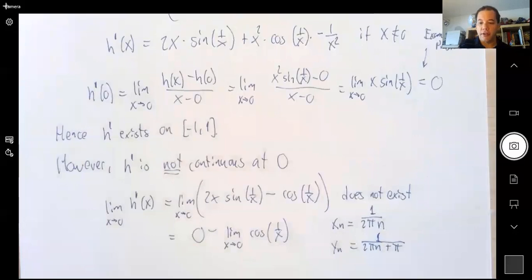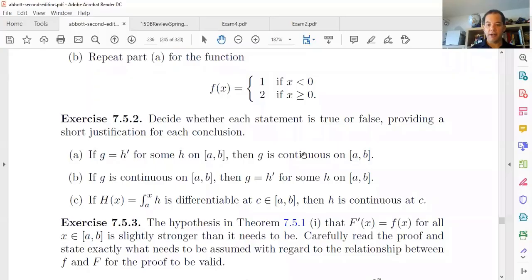So derivatives are not necessarily continuous, okay? Derivatives have the intermediate value property, but they're not necessarily continuous. That's the moral of this one, right? So the answer was false. How about the other ones here?